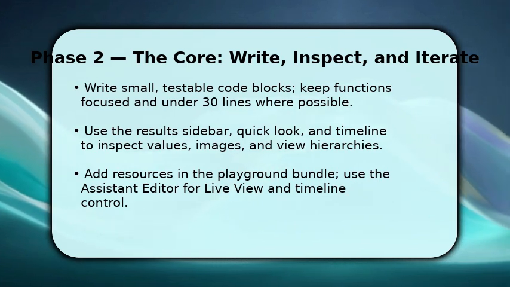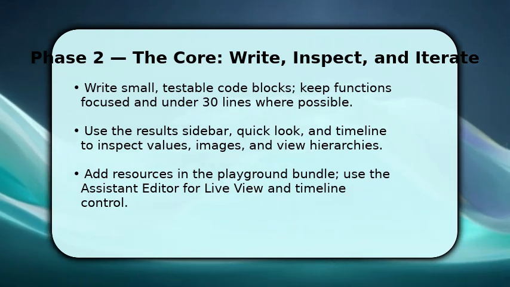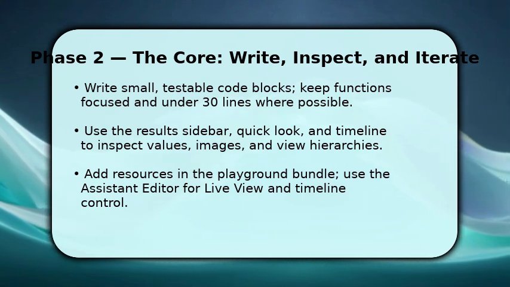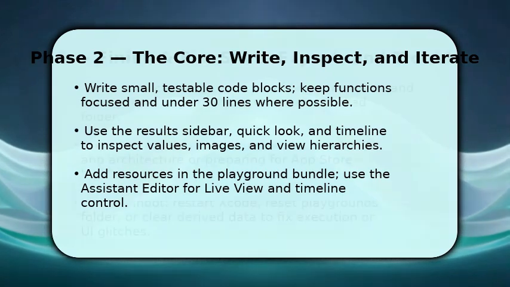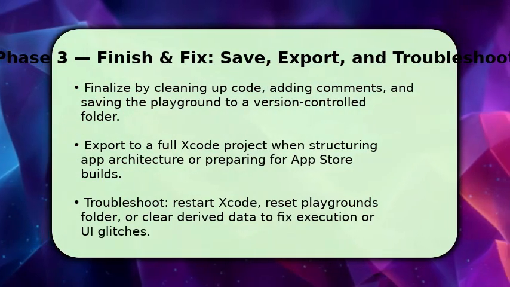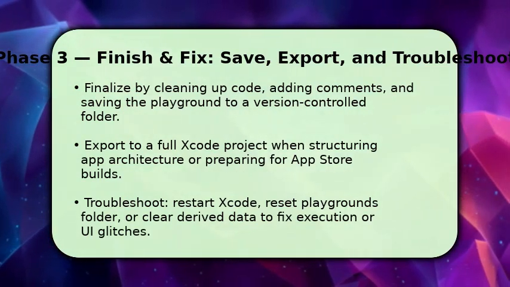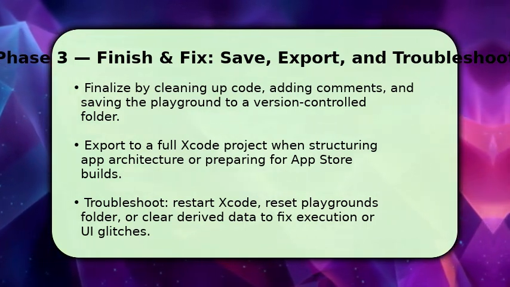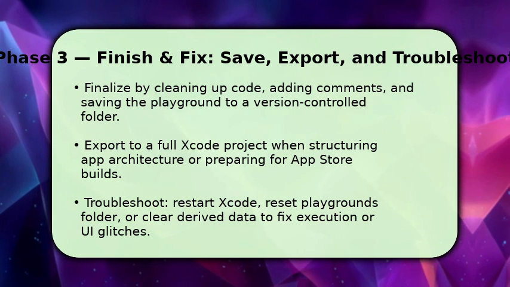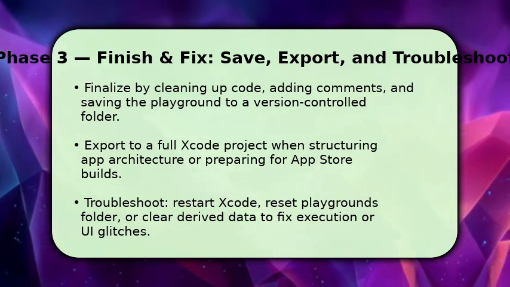Make sure to use the Assistant Editor to show the live view beside code. That makes visual feedback instant and helps you iterate faster without switching windows. You wrap up by cleaning code and saving the Playground into a project folder or Git repo so changes are tracked. If you need app structure, export or recreate the logic in a full Xcode project. Playgrounds are for prototyping.